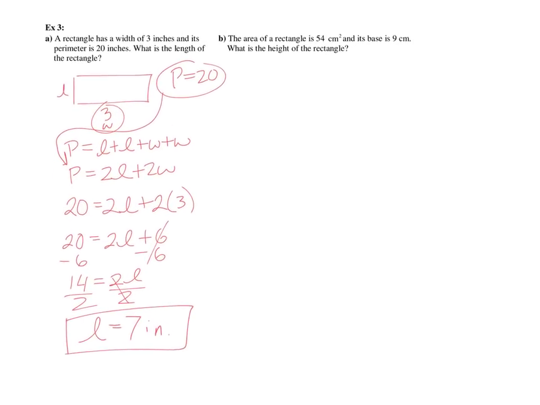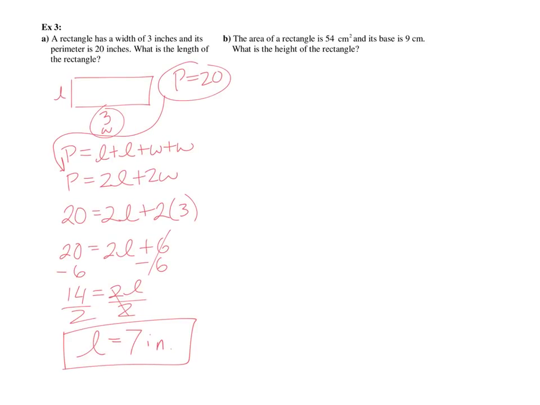All right, for the next one. The area of a rectangle is 54 centimeters squared, and its base is 9 centimeters. What is the height of the rectangle? Okay, here we have a rectangle. The base is 9. The area is 54 centimeters squared.